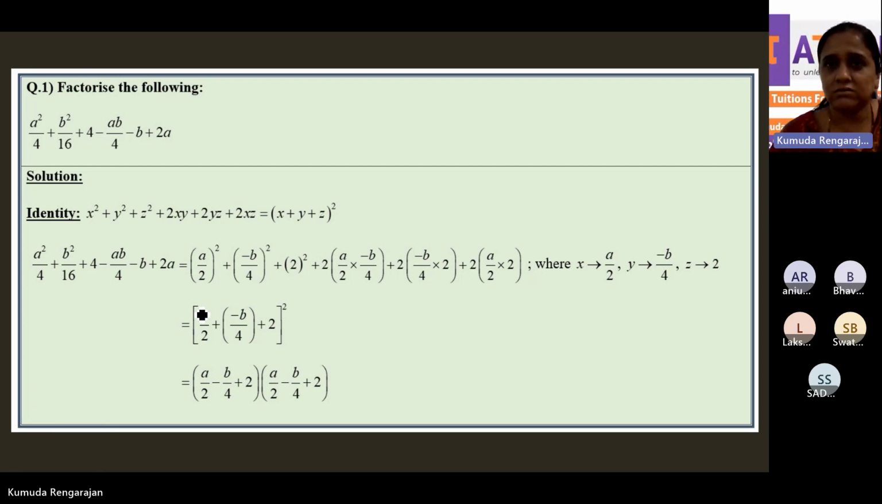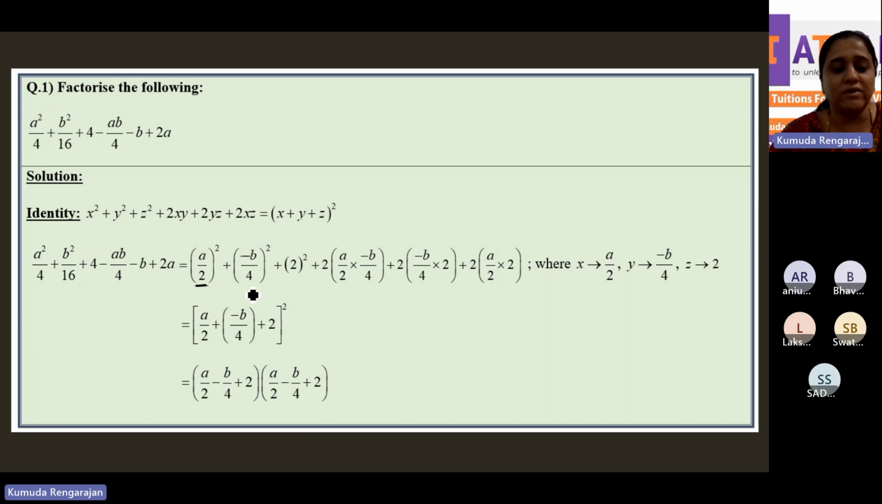Understand this one, children? So see, what you should understand, we're talking about this one. When you identify x, see here, this is x square. This is y. When you're writing this, you will not know that you should put the minus sign. What you can do is, when you start off, you can see the two negative terms. Which are the two negative terms? Minus ab by 4 and minus b. So you can see that b is common. So that b term will have a minus sign. That's why we put minus here.